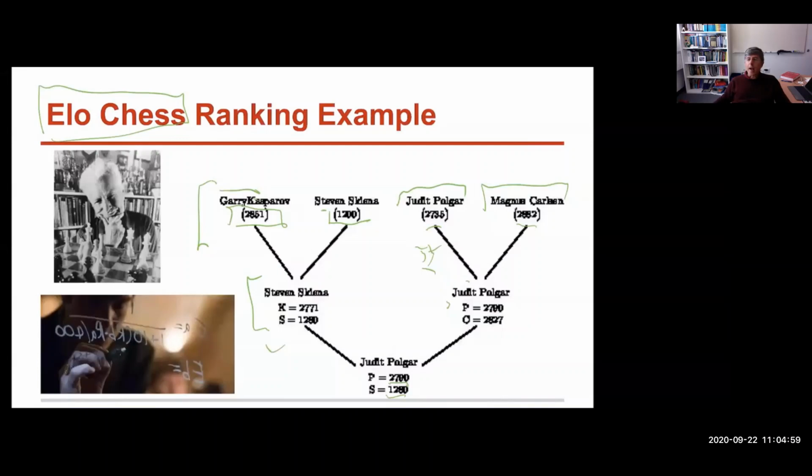And if I take a stream of data like this, I can compute rankings on everybody on the basis of these binary comparisons. Any questions about that?